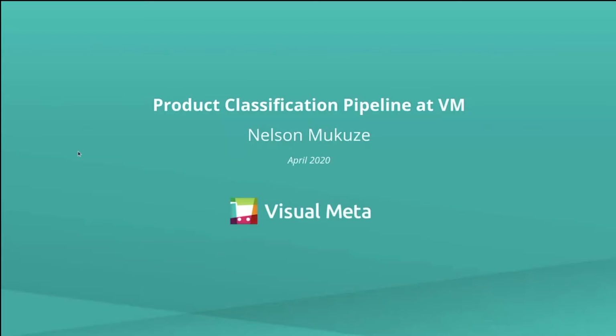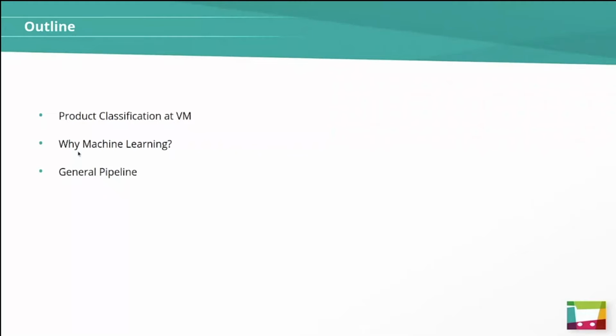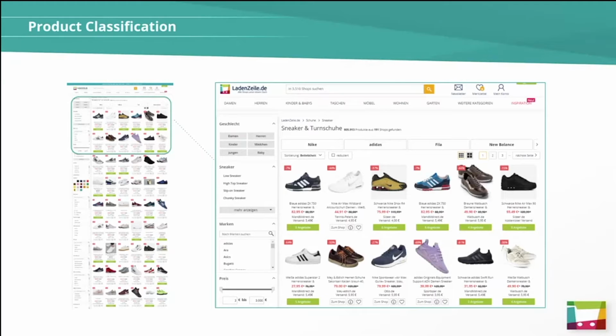All right. So the outline of the presentation is going to look as follows. I'm going to tell you a bit about what we mean by product classification at Visual Meta, and then tell you why we decided to use machine learning, and then walk you through the general pipeline that we use. All right. So when you visit our website in Germany, for example, ladenzeile.de, and you search, for example, for sneakers, you see a bunch of pretty looking sneakers of different colors, different brands, different materials, and so on.